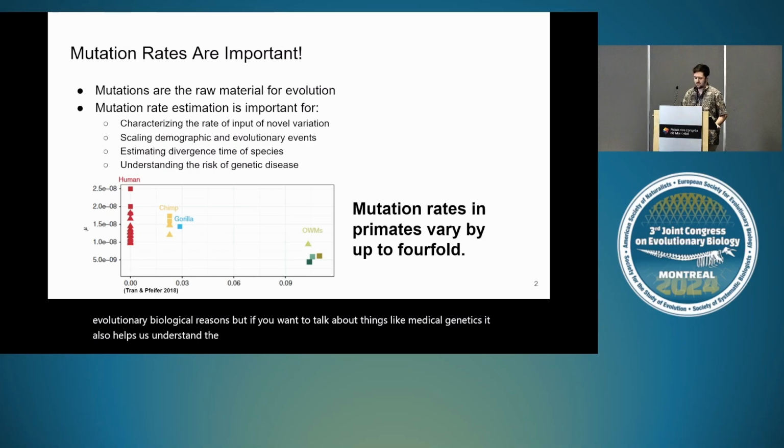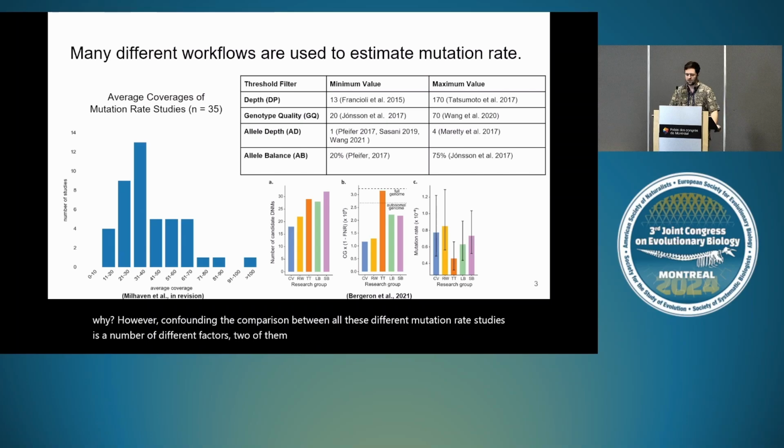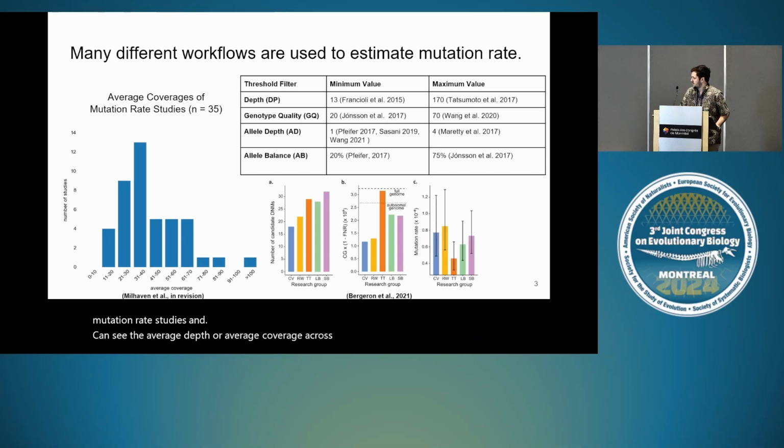and incidence of disease. Now, if you look across the primate clade, as far as we know, mutation rates in primates vary by up to fourfold. And the question that the Pfeiffer lab, among others, tries to ask is why. However, confounding the comparison between all of these different mutation rate studies are a number of different factors. Two of the most impactful are the depth that these studies use. This on the left is a histogram looking at 35 different mutation rate studies. And as you can see, the average depth or average coverage across the genome varies quite a bit.